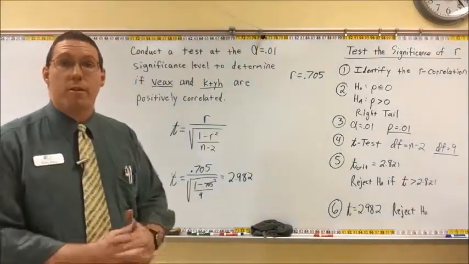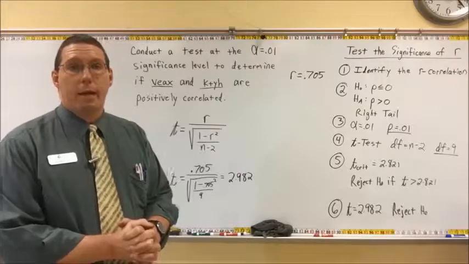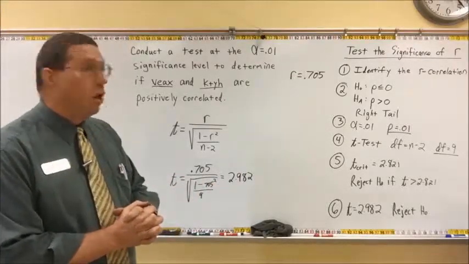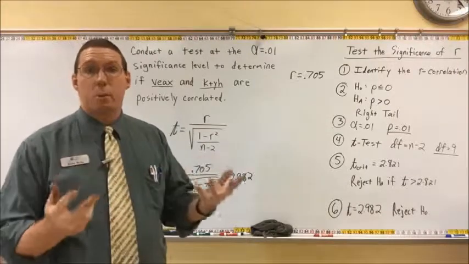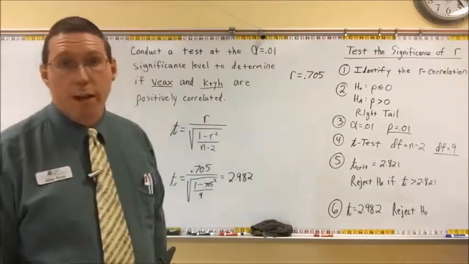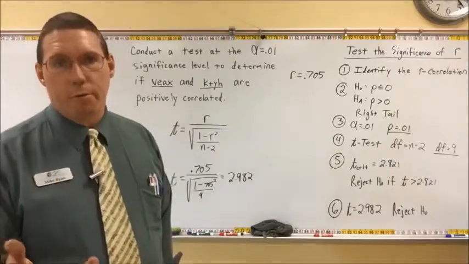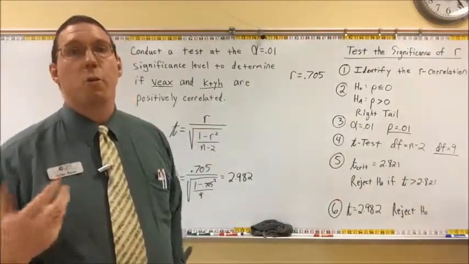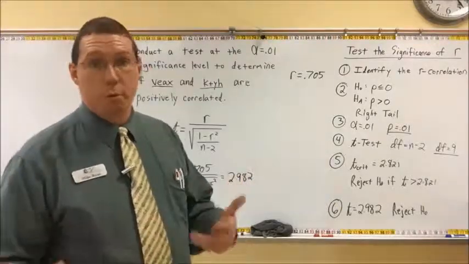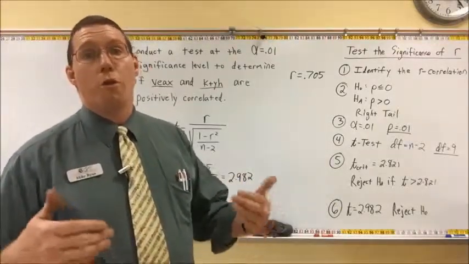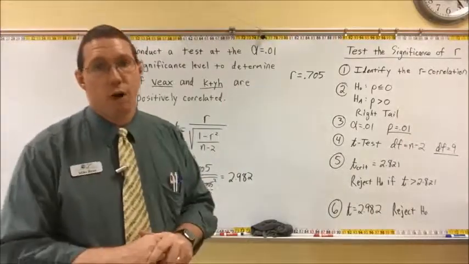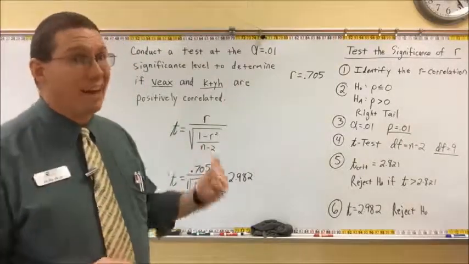Okay? So hopefully these examples have helped you, and hopefully you'll have an understanding of testing the significance of the R correlation. The next thing we're going to learn is called linear regression. And when we do linear regression, it's related to this R correlation a little bit. Sometimes when we do linear regression, in addition to doing the linear regression, we will also test the significance of R. So be ready to do this again, okay?